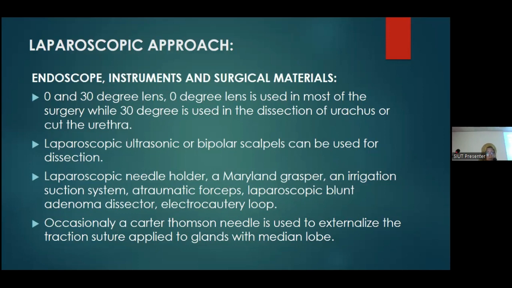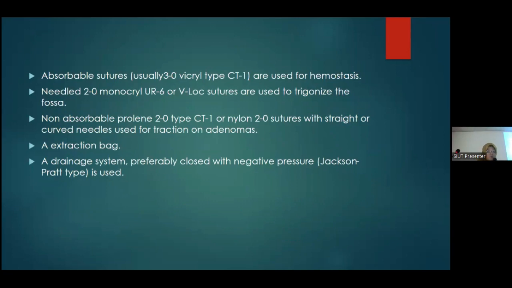Also used are a laparoscopic needle holder, a Maryland grasper, an irrigation suction system, atraumatic forceps, a laparoscopic blunt adenoma dissector, and an electrocautery loop. Occasionally, a Carter-Thomason needle is used to externalize the traction suture applied to the gland with a median loop for traction purposes. Absorbable sutures, 3-0 Vicryl CT1, 2-0 Monocryl UR6 and V-Loc sutures are used. Non-absorbable sutures, Prolene 2-0 CT1 and nylon 2-0 sutures, are used. Extraction bags are used, and a closed drainage system with negative pressure such as Jackson-Pratt type is used.